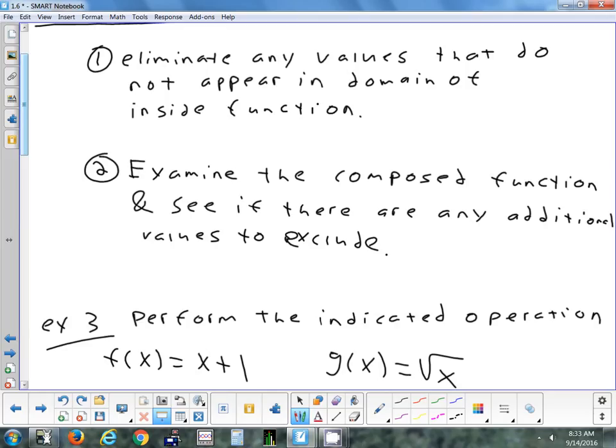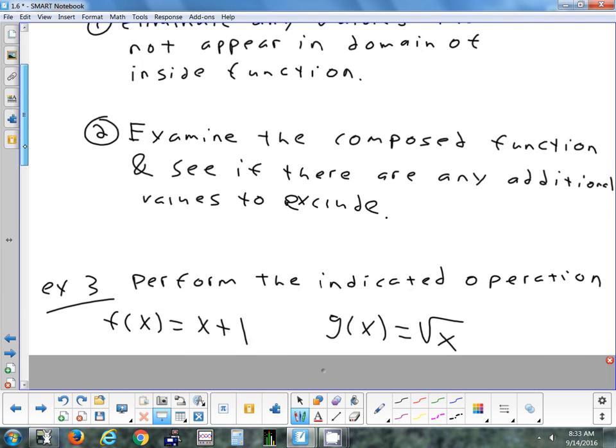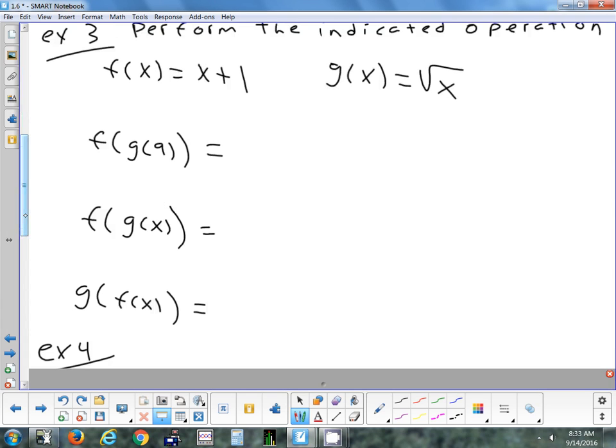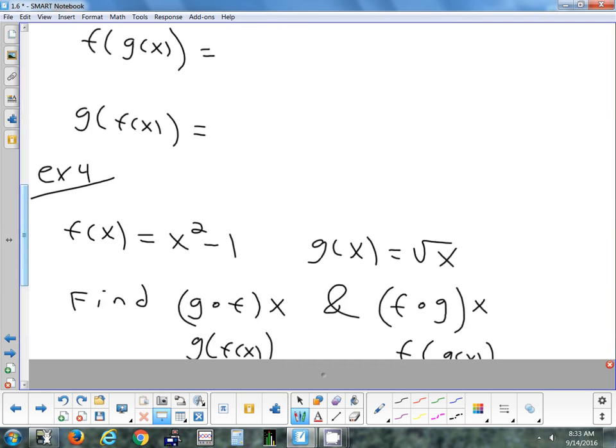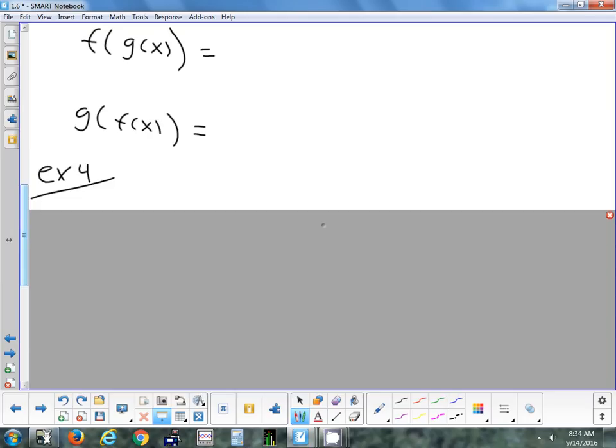So start with the inside function. That's going to give us the starting point to figure out the domain, and then go to the composed function and say, is there anything else I need to be careful about? And if there is, take care of that so it's not in the domain. All right, I'm going to scroll back up in a second. We've got one with a square and a square root, so we're going to do one just like I showed you earlier.